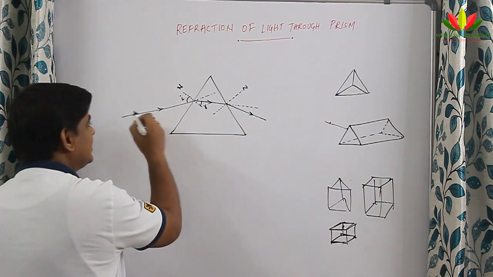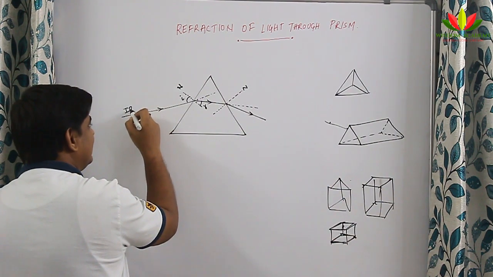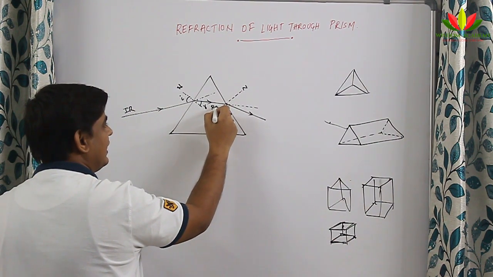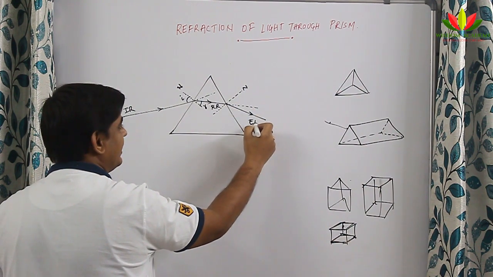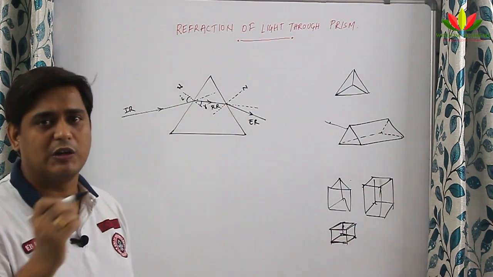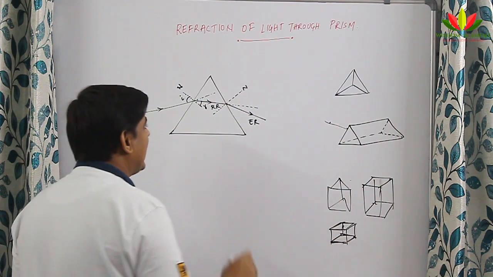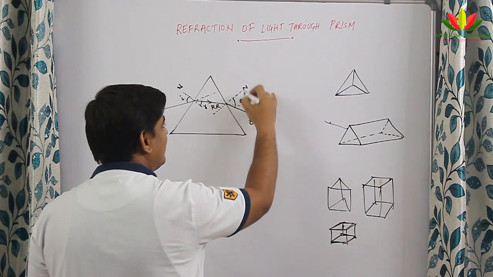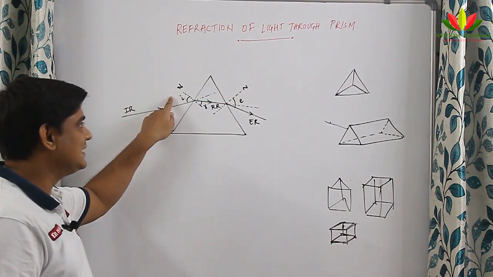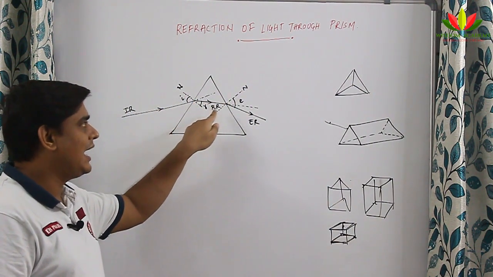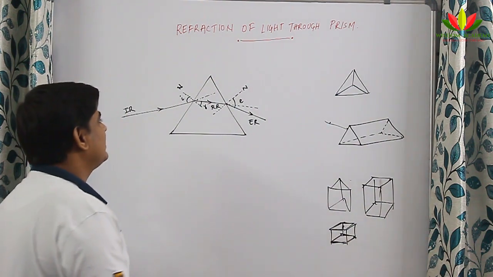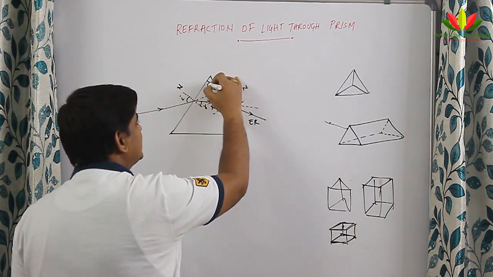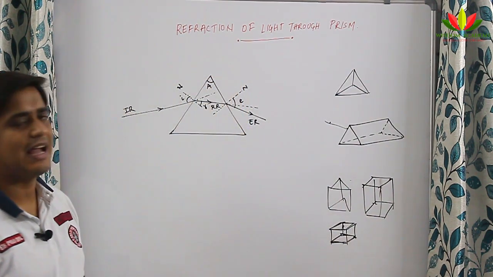This ray is called the incident ray, this ray is called the refracted ray, and this ray will be called the emergent ray. I hope you remember that in the last chapter I talked about all these three types of rays. The angle made by the emergent ray with the normal is called the angle of emergence. This is the angle of incidence, angle of refraction, and angle of emergence. There is another angle, the angle of prism, which is represented by this.